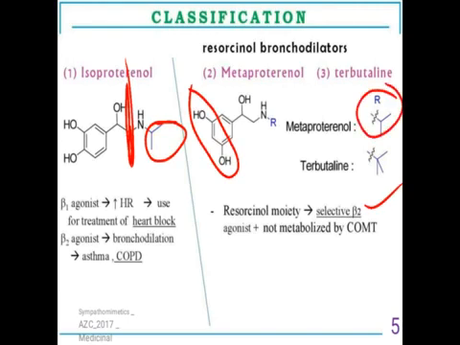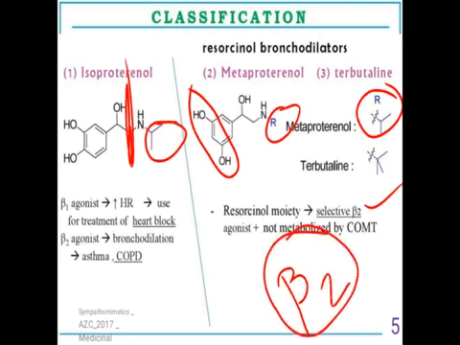In metaproterenol this R is the isopropyl part. In the case of terbutaline this R is the tertiary butyl. So they become more selective towards the beta 2 receptor. And as we know, when adrenergic agents bind to the beta 2 receptor, they are responsible for bronchodilation. That's why in bronchial asthma, metaproterenol and terbutaline are given as bronchodilators to dilate the bronchi and relieve the bronchial asthma.